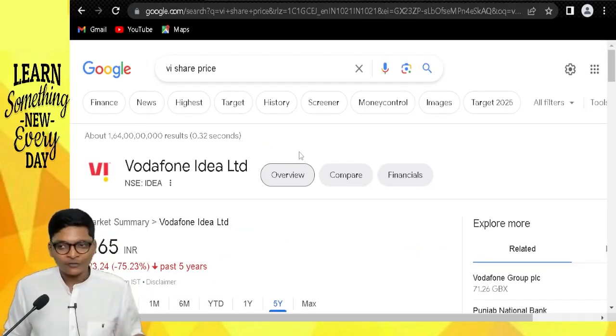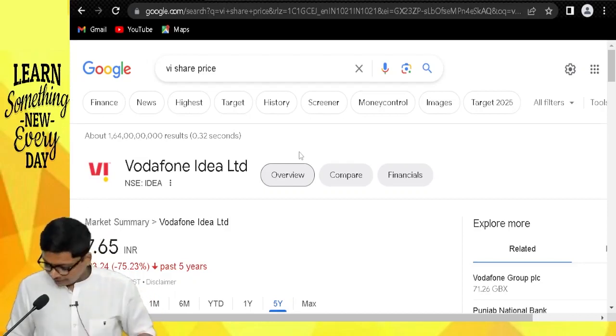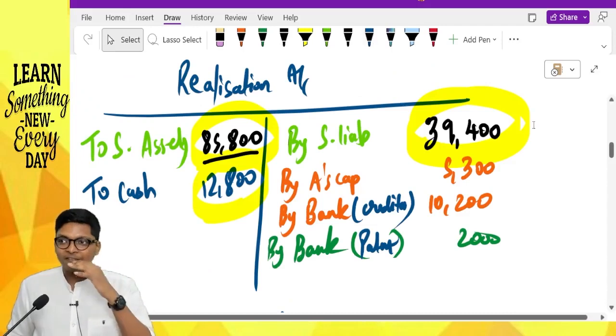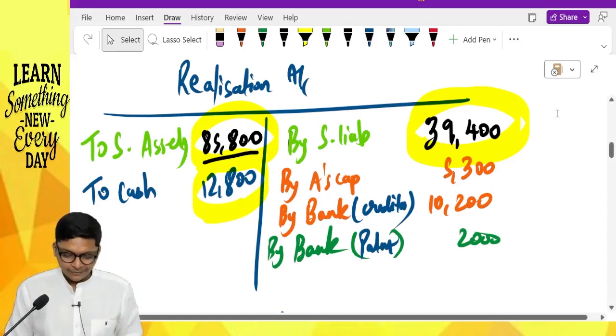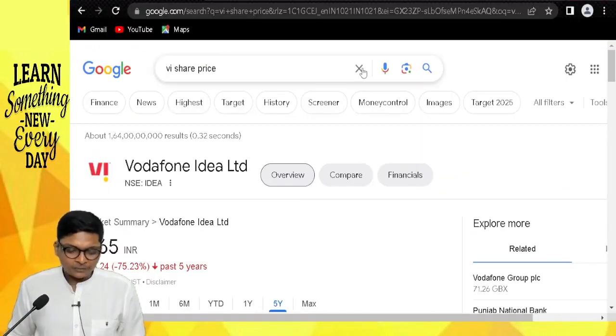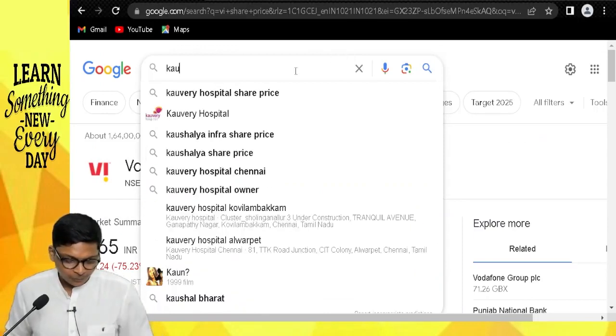I invested in Vodafone Idea, took it as a gamble. I invested in Yes Bank. Right after I invested, Yes Bank fell from 40 to 5 rupees. Then my uncle, who is in trading, told me to buy Kaveri hospital. Apollo hospital is going up, you buy Kaveri hospital.